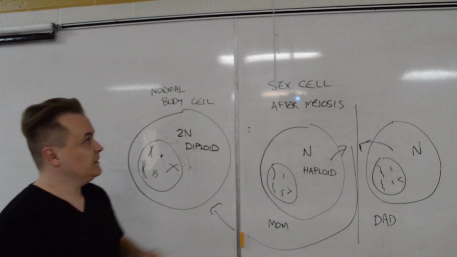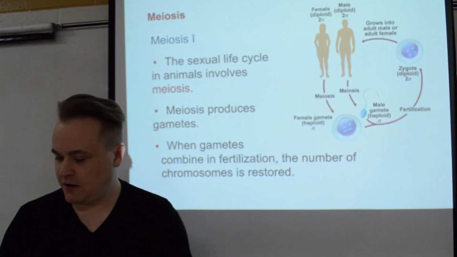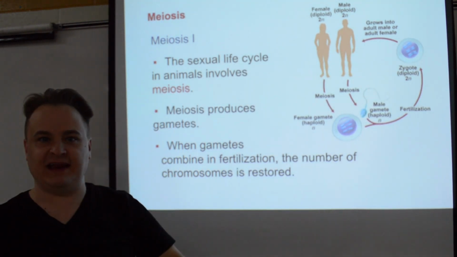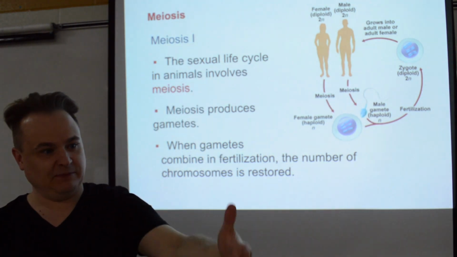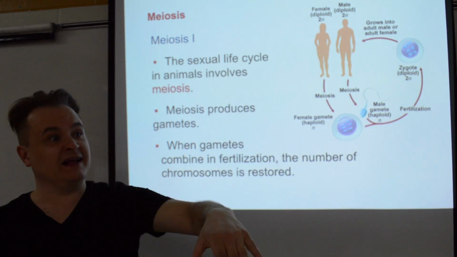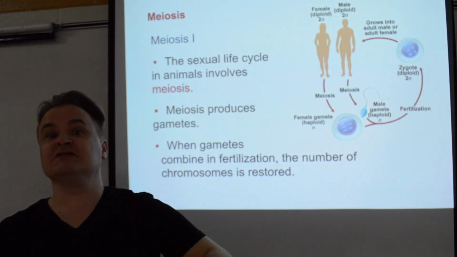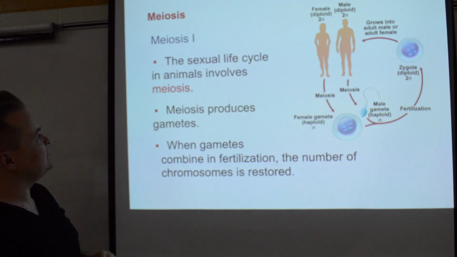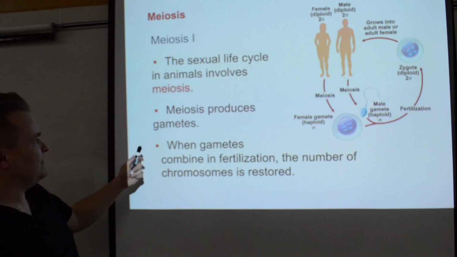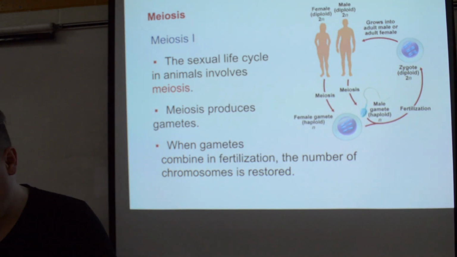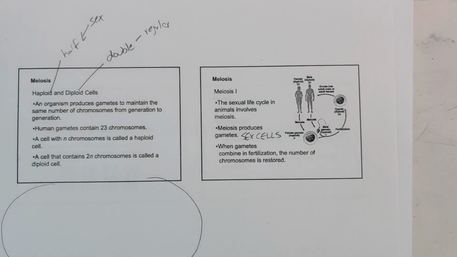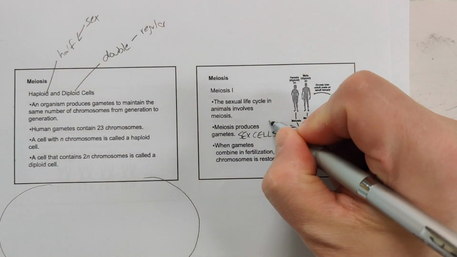All right, and let's get the slides back. All right, so meiosis. Now I said there's 2 rounds. The first round, I picked my apples today. We call that meiosis 1. And when it gets to the second part, pick my apples today, we call that meiosis part 2. So in meiosis 1 right here, the sexual life cycle of animals involves meiosis. Meiosis produces gametes. You could write there, sex cells. And you can also say that they are 1N.